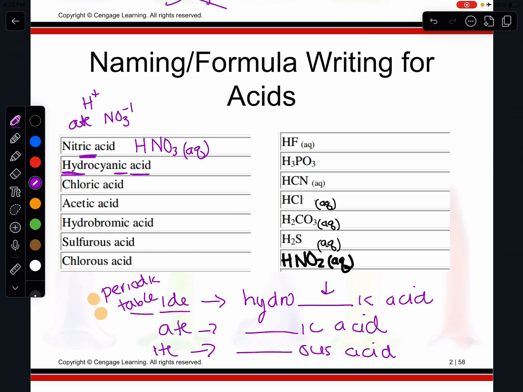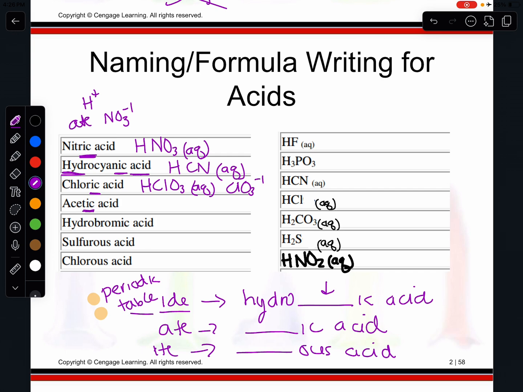So we're going to see what cyanide is. Cyanide is just a CN minus 1, and I'm getting this off your polyatomic list. So what we're going to do is put an H in front of that. H is a +1, CN is a -1, so just HCN and a little AQ. Okay, chloric acid is the same as the first one, so we're going to use chlorate. Chlorate is ClO3 minus 1. Crisscross that with the H, which is a +1, and we get HClO3 AQ.